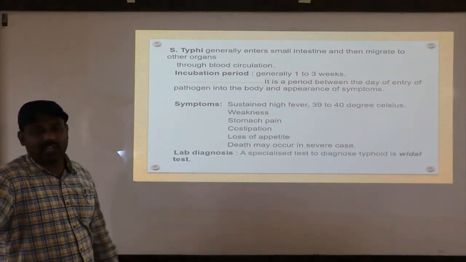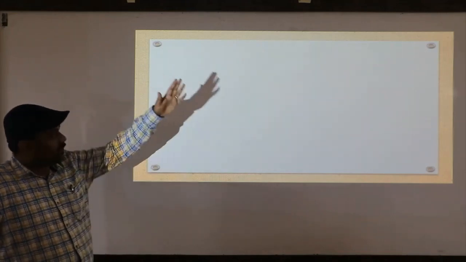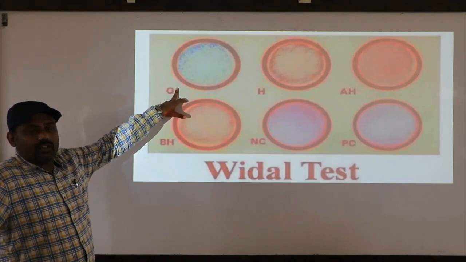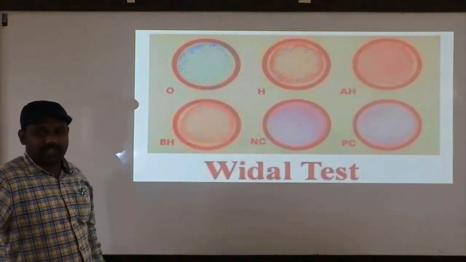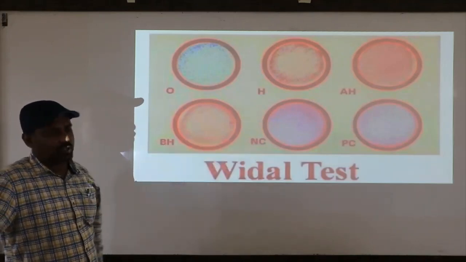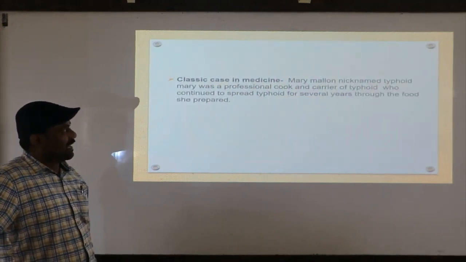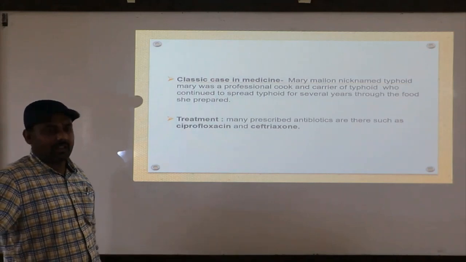Then lab diagnosis, as I told you, the most important word is the Widal test. So this is what? The Widal test. O, somatic antigen. H, flagellar antigen. Paratyphi A antigen. Paratyphi B antigen. Negative control, positive control. This is the Widal test. Next, a classic case in medicine, that is Mary Mallon, usually called Typhoid Mary.